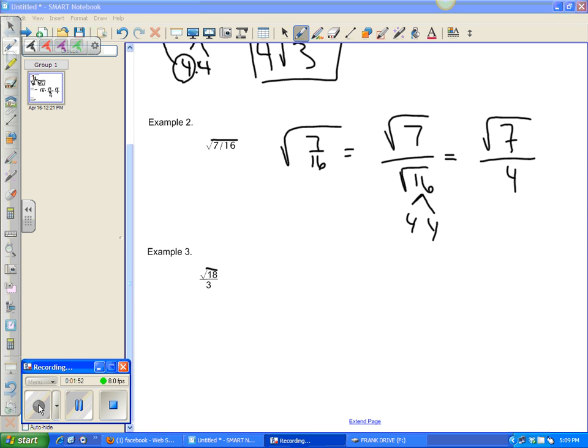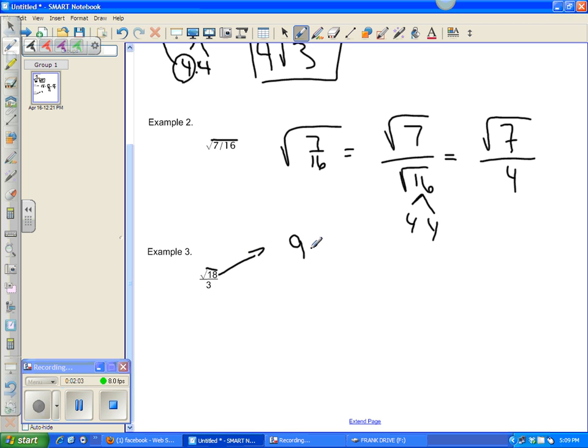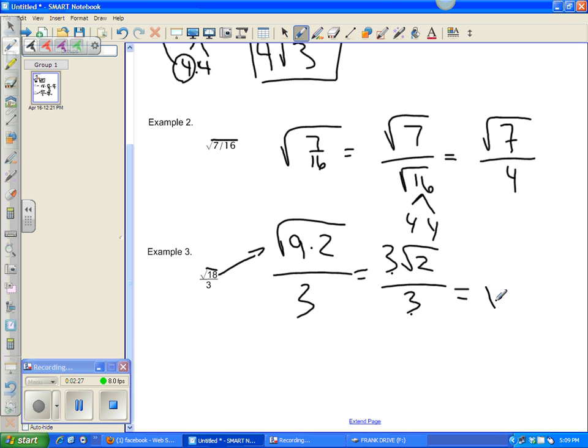And now the last of these examples is the square root of 18 divided by 3. We know that 18 has a perfect square in it because 9 times 2 is equal to 18, over 3. The square root of 9 is 3, so now we move the 3 to the outside of the square root. The square root of 2 divided by 3. And then, interestingly enough, 3 divided by 3 is 1, which gives me the answer of square root of 2. And that's my final answer on those.